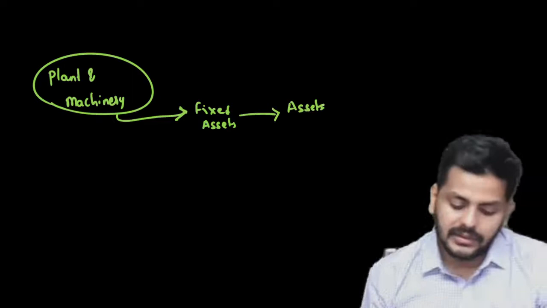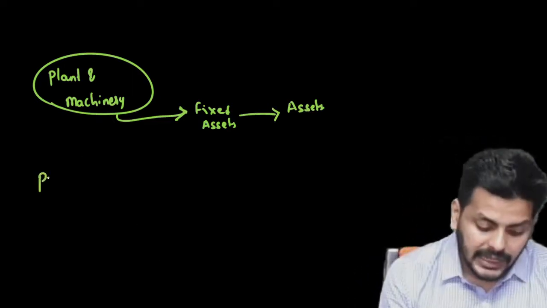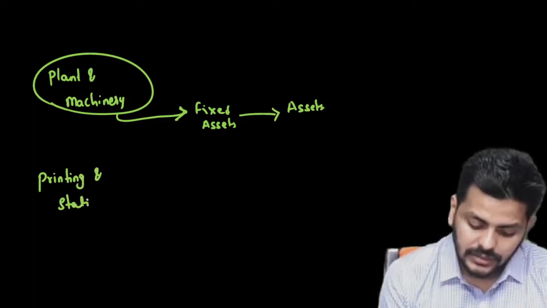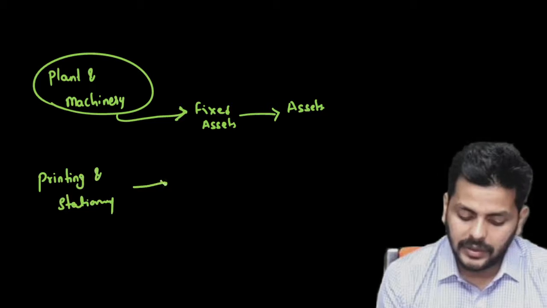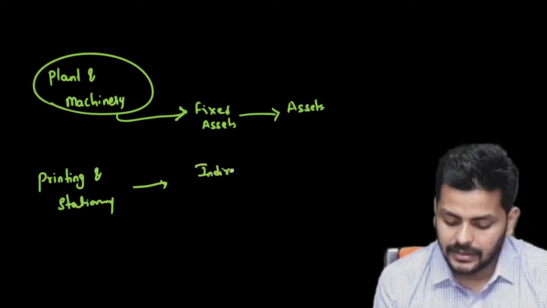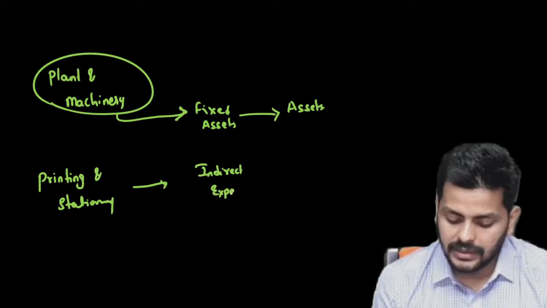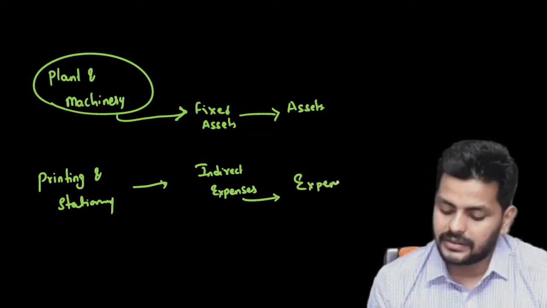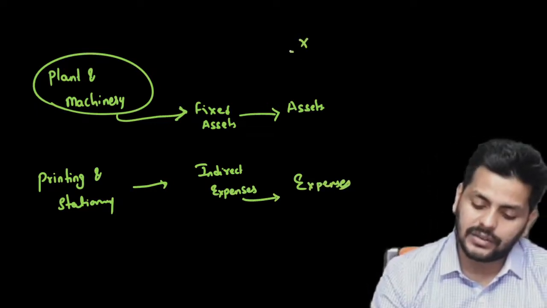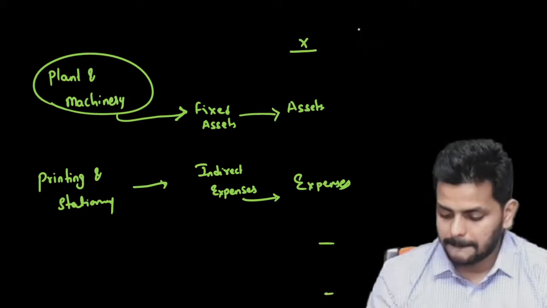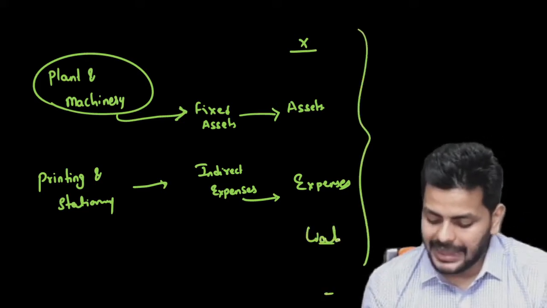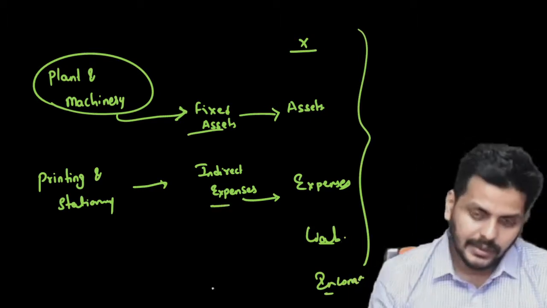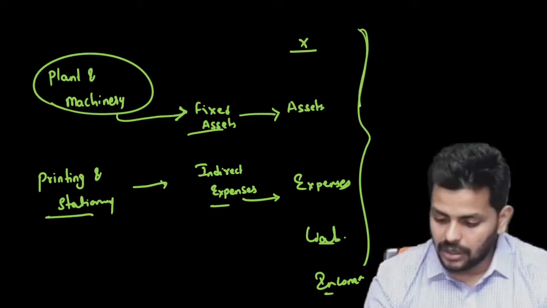I'll tell you one more example. This is about assets, right? We'll talk about expenses. Printing and stationery. This will go to indirect expenses. And indirect expenses in turn are linked to the broader head called expenses. At the end of the day, whatever you see in this column will have only four: asset, expense, liability, or income. That's all. You have so many sub ledgers, but they will all finally come under these four.